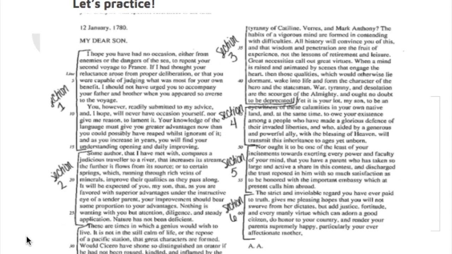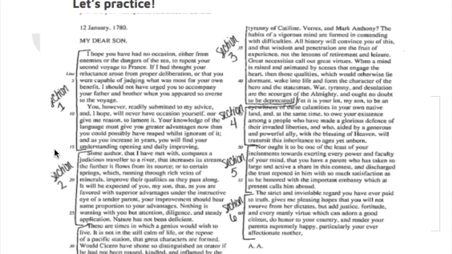So when we look at this closely: I hope you have had no occasion either from enemies or the dangers of the sea... you will find your understanding opening and daily improving. Into this, some author that I have met with compares a judicious traveler to a river. So that shift right there: when we begin, the background, the context of the letter is included in section 1. What was going on prior to the letter, and it gives you a little bit about what the topic of the letter is going to be about.